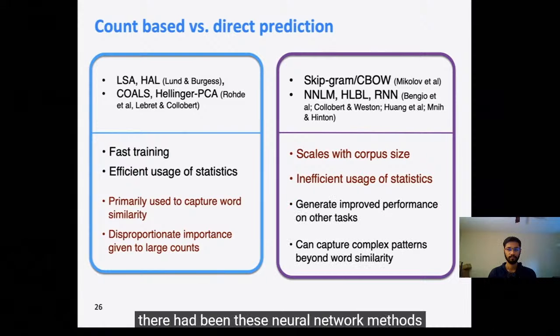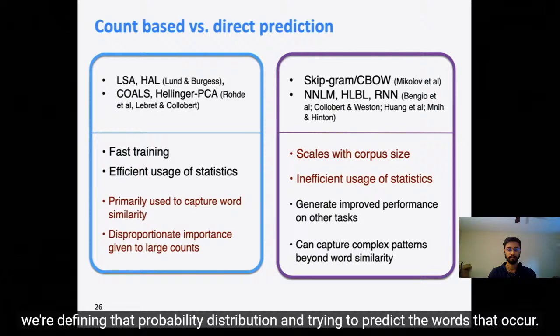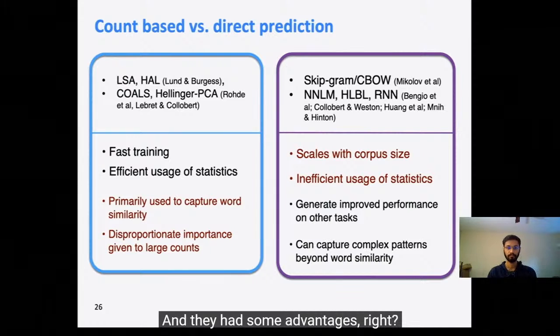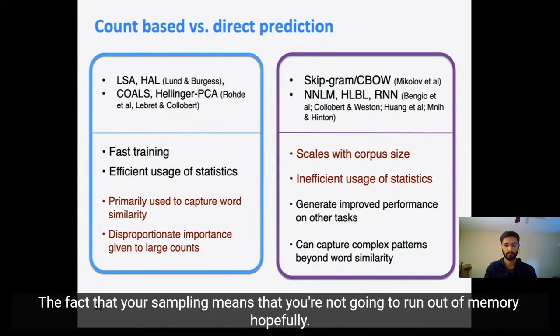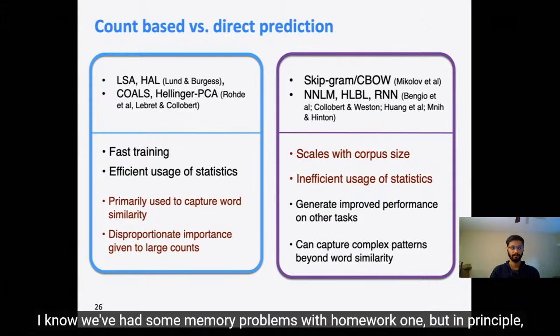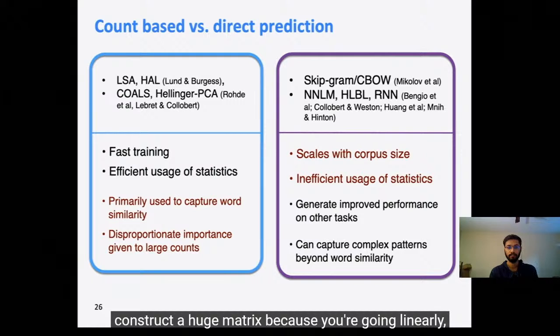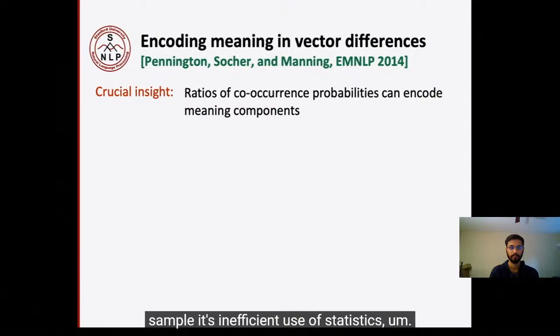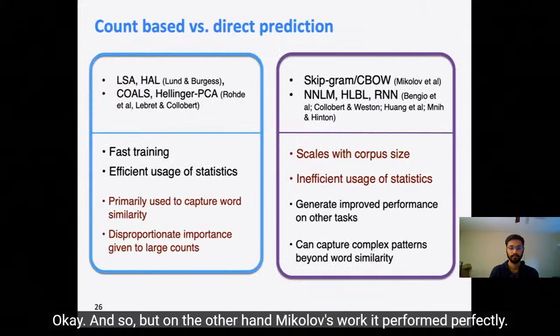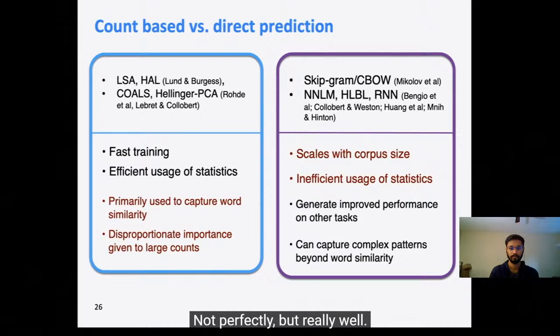On the other hand, there'd been these neural network methods, which are direct prediction methods, where we were defining that probability distribution and trying to predict the words that occur. And they had some advantages, right? The fact that you're sampling means that you're not going to run out of memory, hopefully. I know we've had some memory problems with homework 1, but in principle you're not in as bad a memory position than if you have to construct a huge matrix, because you're going linearly. But since you're doing it sample by sample, it's an inefficient use of statistics. On the other hand, Mikolov's work performed not perfectly, but really well.